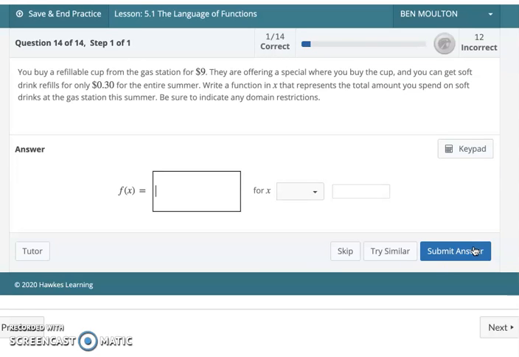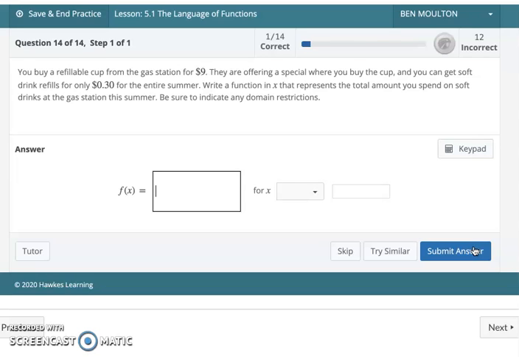That's how it works. This next one could be a little bit dicey for you. Let's take a look. You buy a refillable cup from the gas station for $9. They are offering a special where you can buy the cup, and you get soft drink refills for only 30 cents for the entire summer. Write a function that represents the total amount you spend on soft drinks at a gas station for the summer. Be sure to indicate any domain restrictions. Whoa. All right, so we need to write our function first.